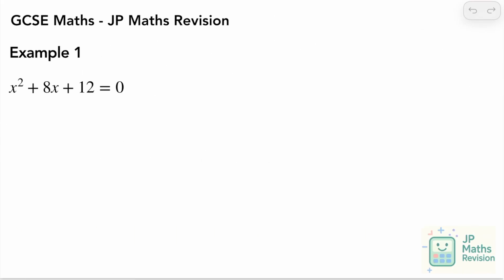So here's an example. We have x squared plus 8x plus 12 equals 0. Firstly, what we need to do is factorise x squared plus 8x plus 12. If you're a little bit unsure on factorising quadratics, I have other videos on how to do that. But if you're familiar with that, you should know that to factorise quadratic equations, we need to think of two numbers that multiply to this number and add to this number. So we need two numbers that multiply to make 12 and add to make 8.